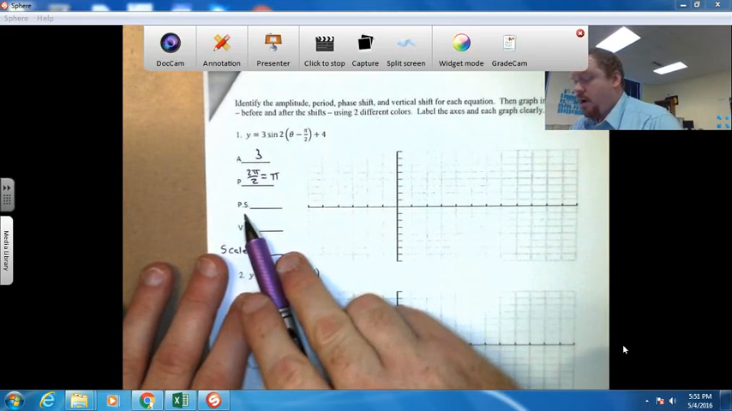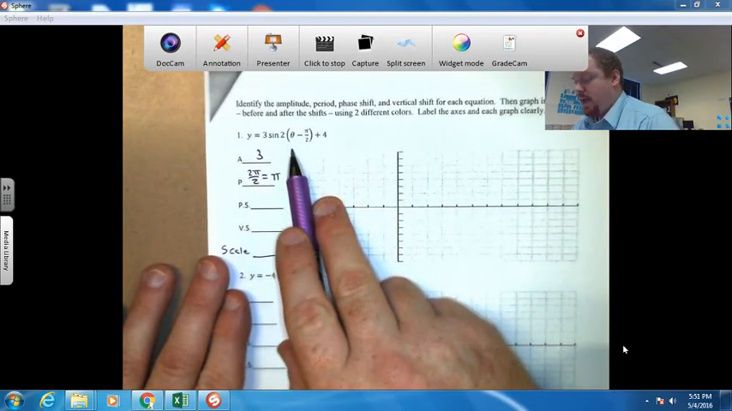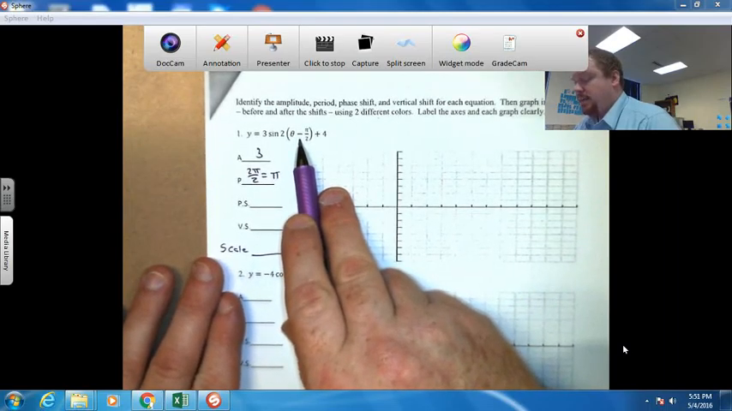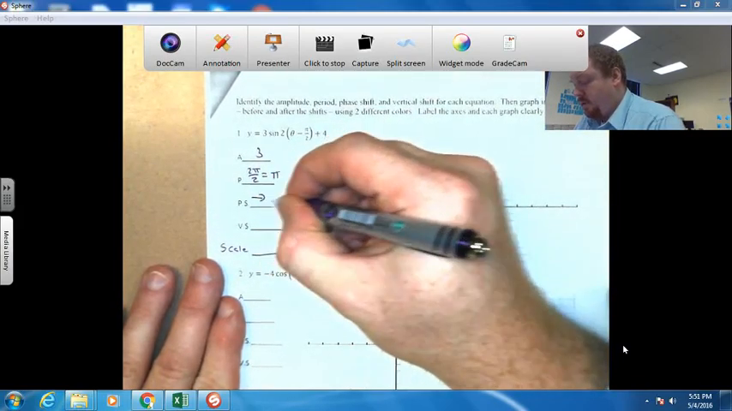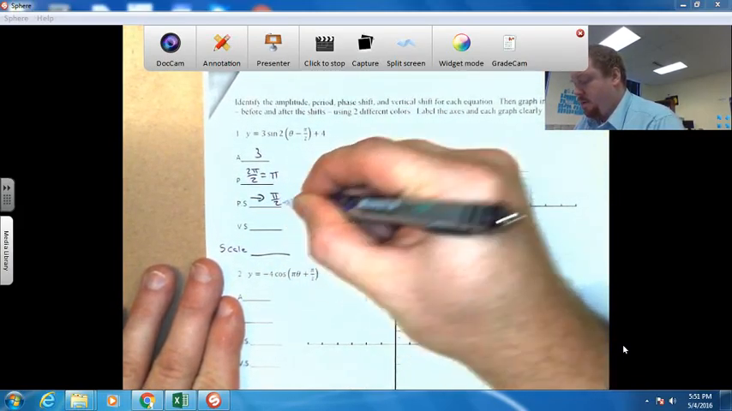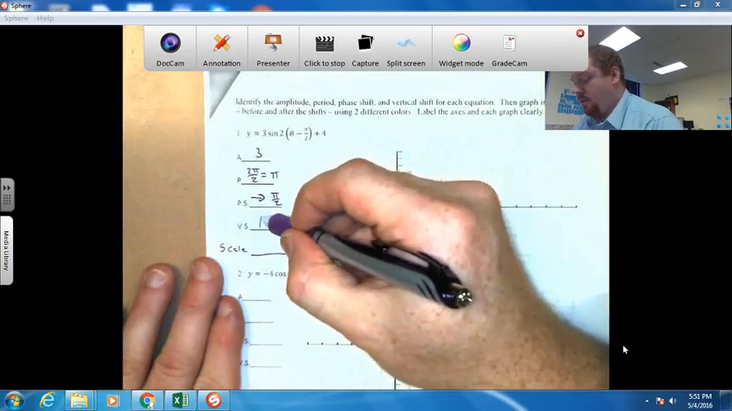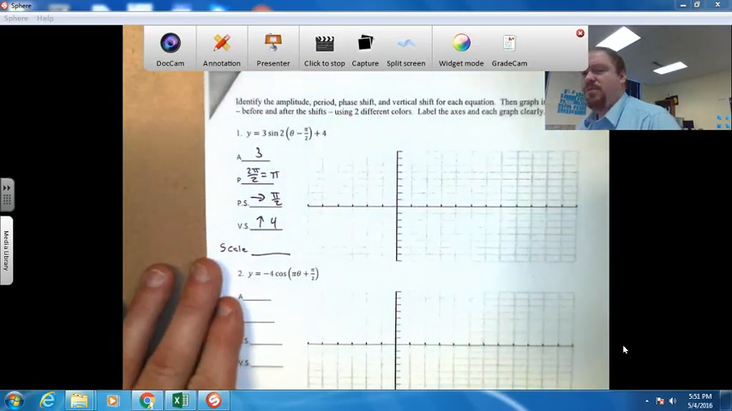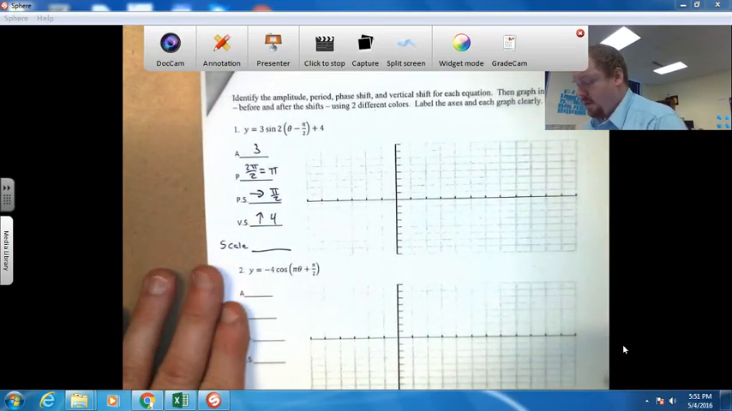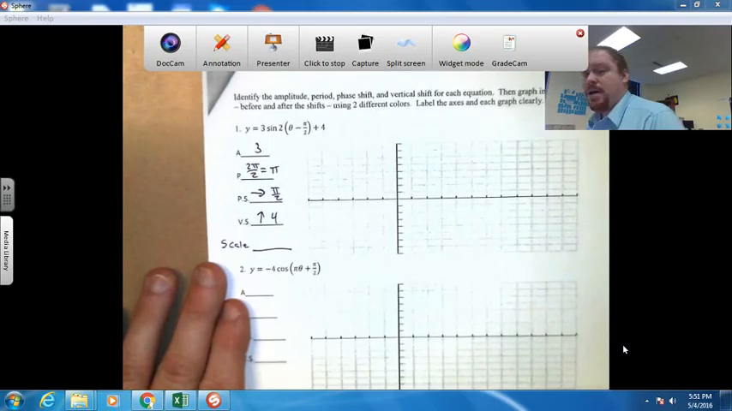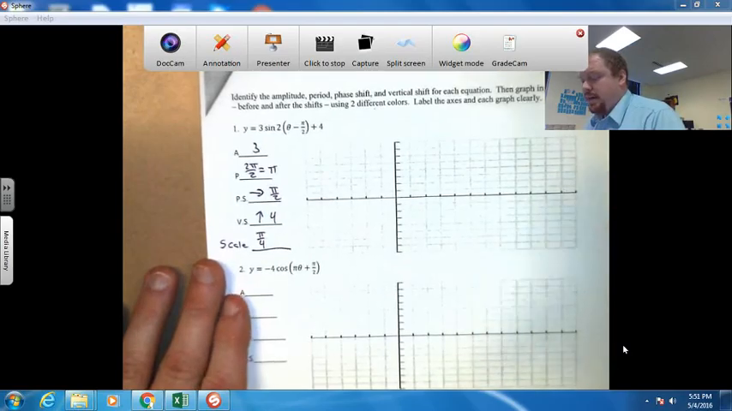Our phase shift, since that's already factored out, I can look at it and say, because that's minus, it's going to go to the right, and it's pi over 2 spaces. Vertical shift, that says +4, so I'm going to go up 4. Now to determine the scale. This is the most important part. I'm going to take the period and divide that by 4. So my scale is going to go by pi over 4.